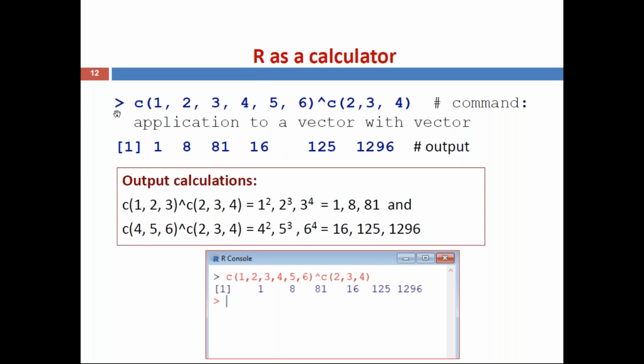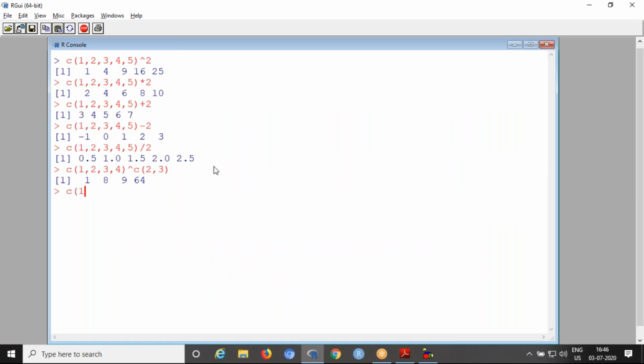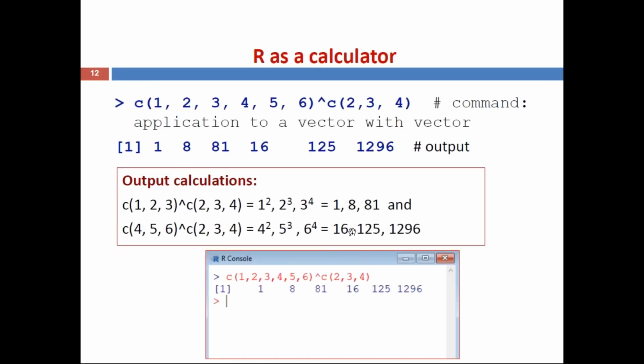Now we can execute this command: c(1, 2, 3, 4, 5, 6) power c(2, 3, 4). Now we are taking 3 as the length. Now we can see this is the output. How the computations were done is like this. Here, one point you can remember.